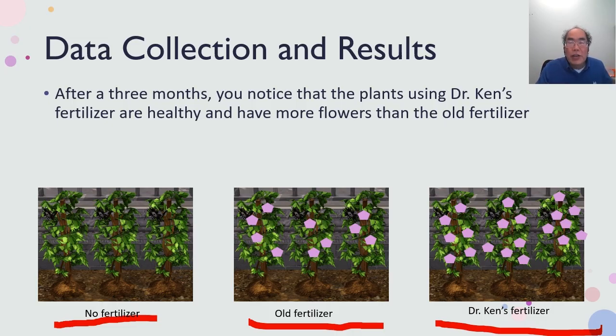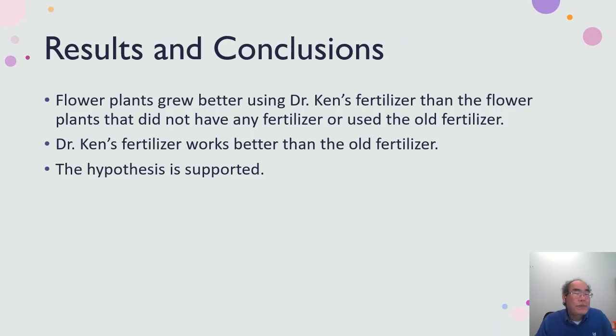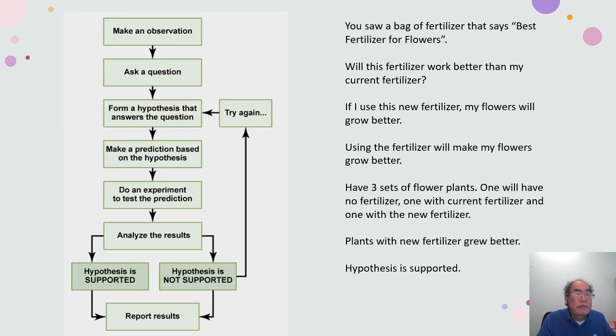So now we can draw our conclusions. Flower plants grew better using Dr. Ken's fertilizer than the flower plants that did not have any fertilizer or used the old fertilizer. So we can draw the conclusion that Dr. Ken's fertilizer works better than the old fertilizer, and our hypothesis is supported.